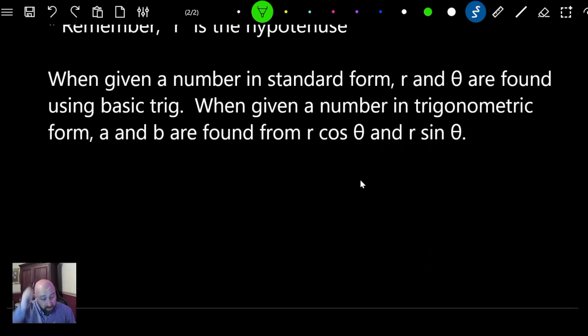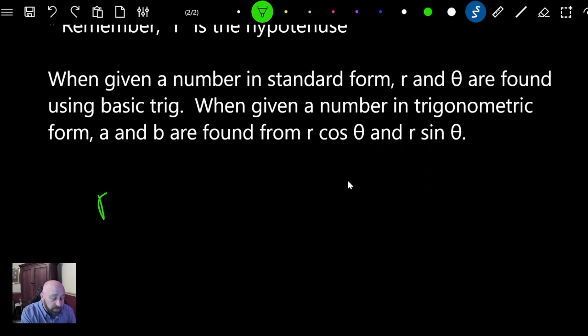So when given a number in standard form, the r and the theta are found using basic trigonometry. How do we do that? Things like a squared plus b squared equals c squared, right? We have this, we'll just call it a plus b. And that's usually opposite and hypotenuse or whatever, adjacent. We've heard different names for it. But a squared plus b squared, you know that as the Pythagorean theorem, right? So that's one way that you can do it.